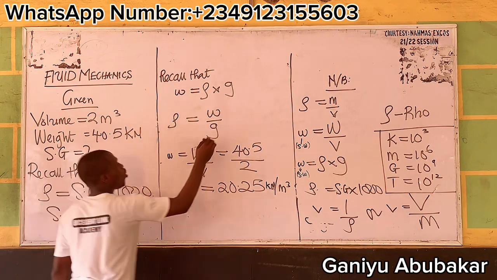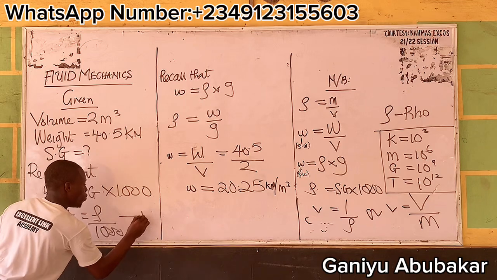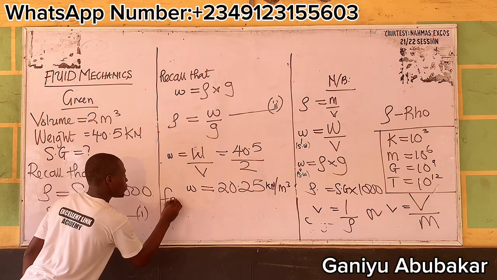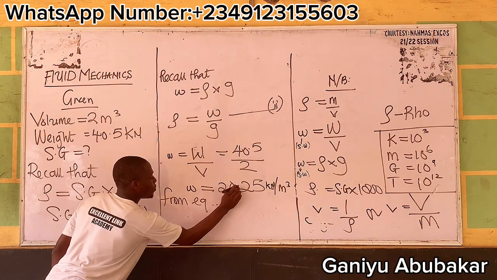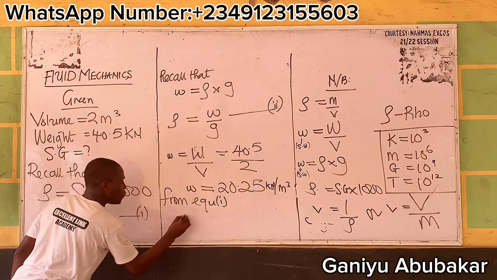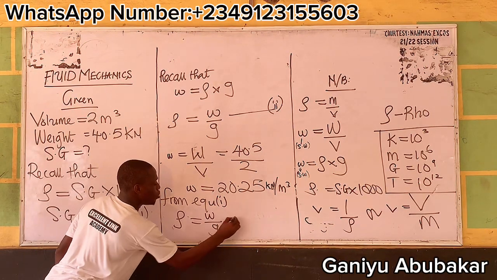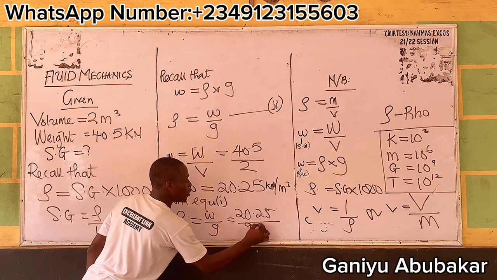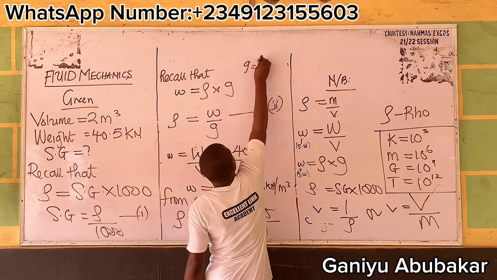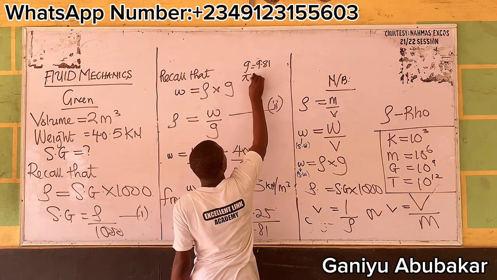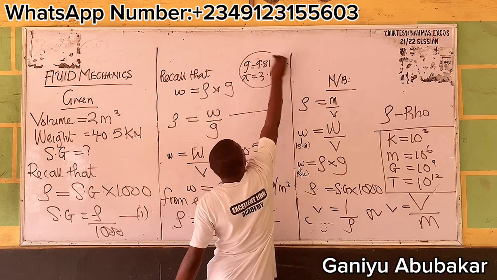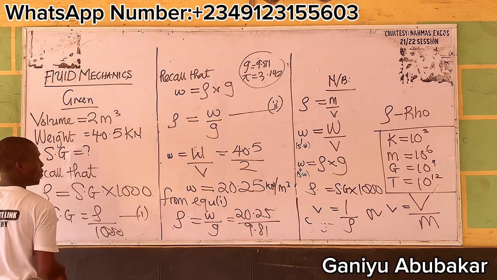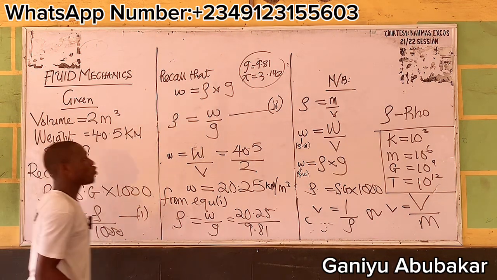From here, call this Equation 1 and call this one Equation 2. From Equation 2, I have rho is small w over g. What is the value? 20.25 over 9.81. Gravity is 9.81. Pi is 3.142, a constant value that does not change. So what's my rho now? 2.06. Permit me to clean this part.